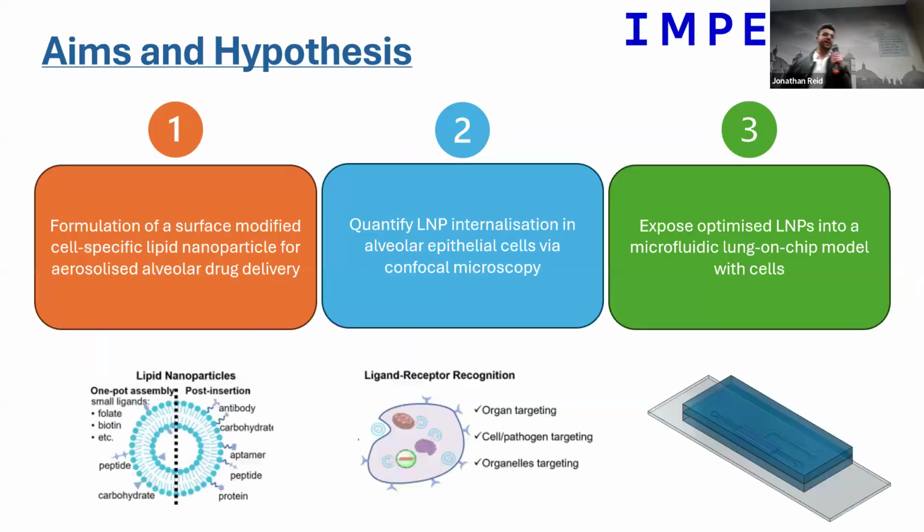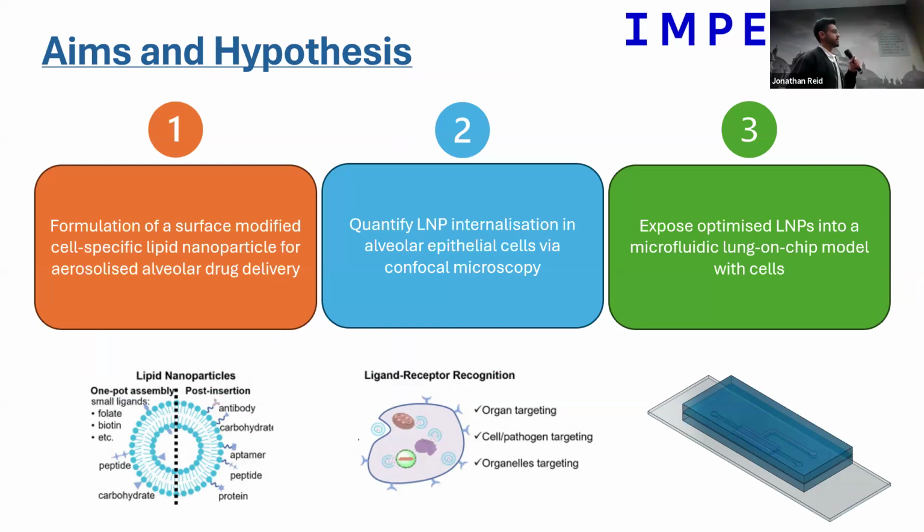So I'll just quickly go into the aims and the hypothesis of this part of my project. So first, I need to produce a lipid nanoparticle with surface modifications and cell targeting properties. Once I achieve that, I need to quantify how these lipid nanoparticles are interacting with my cells. And I can do that by employing things such as confocal microscopy. I can really look closely at where the nanoparticles are and, if they're being internalized, how.